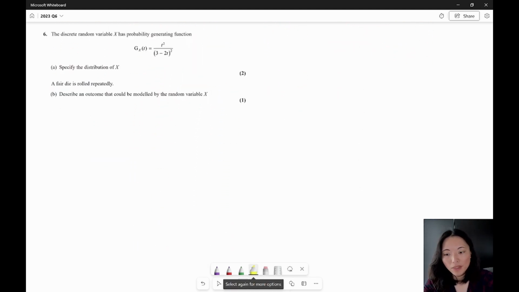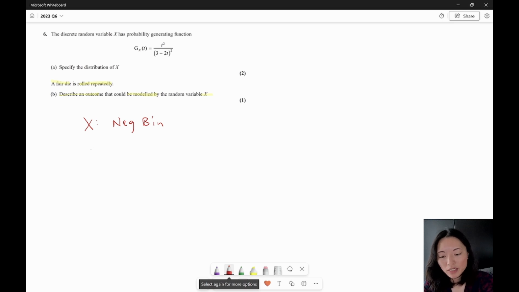Now on to part B. It tells us that a fair die is rolled repeatedly, and it asks us to describe an outcome that could be modeled by the random variable X. So there are a few things that we know about the random variable X. We know that it follows a negative binomial distribution, and we know that the number of successes r is 2, and we know that the probability of success is 1 over 3.